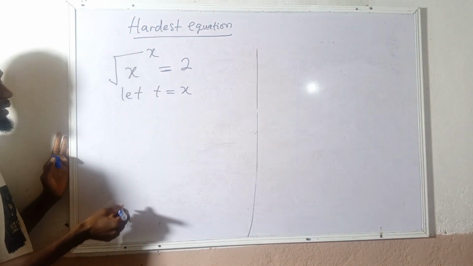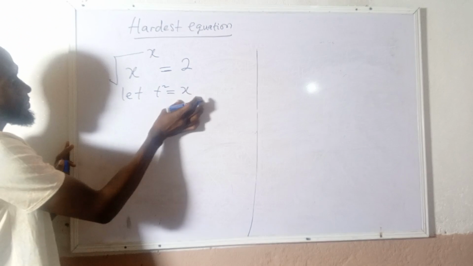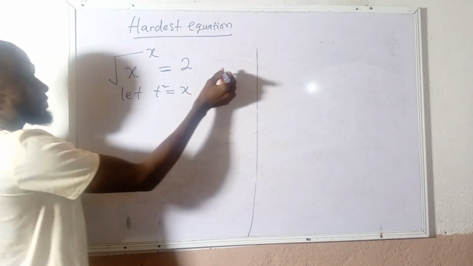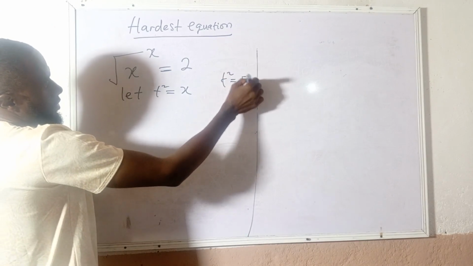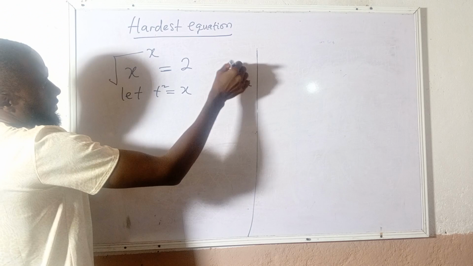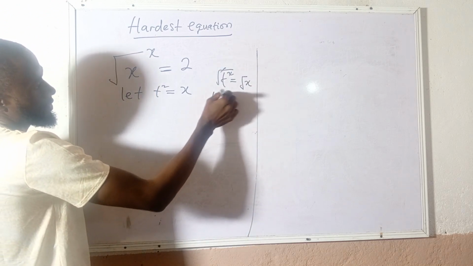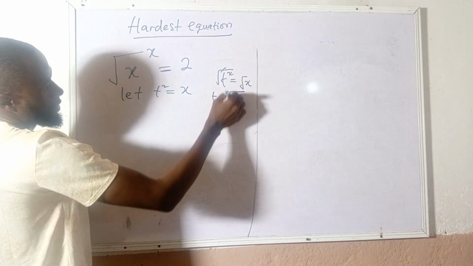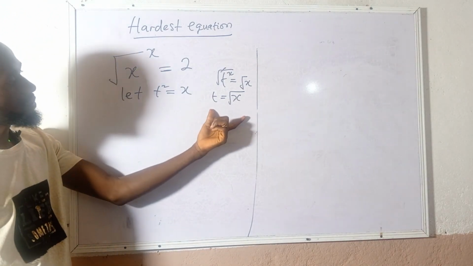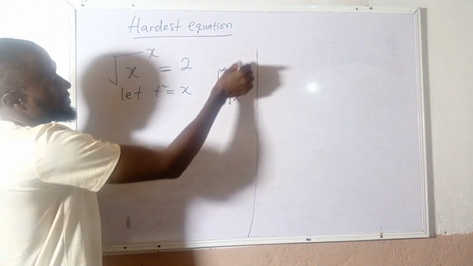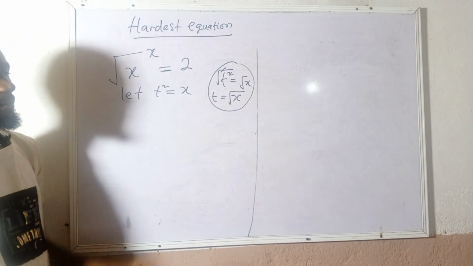Then secondly, we are going to say let t squared be equal to x. By taking the square root of both sides, we have t is equal to the root of x. Then if you take the square root of both sides, you will have that t is equal to root x.